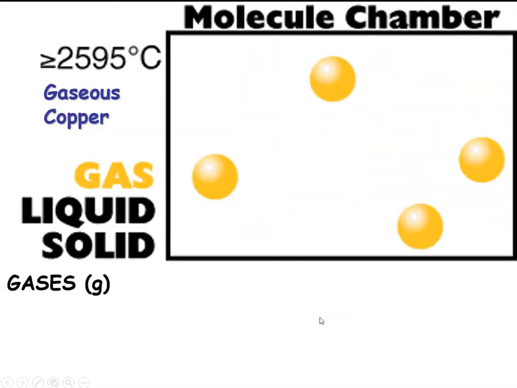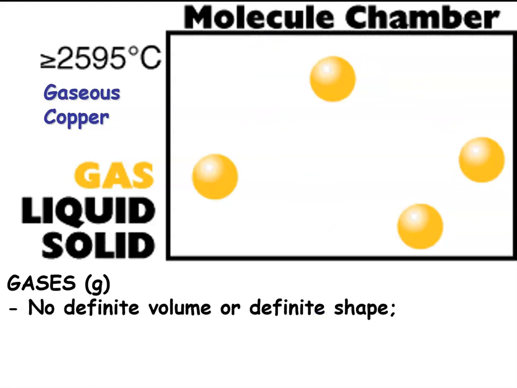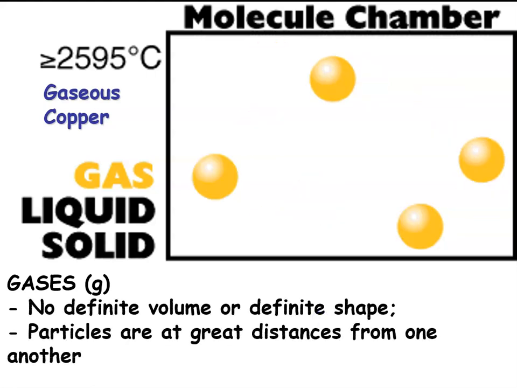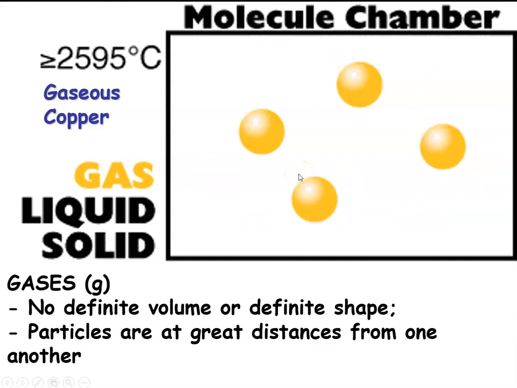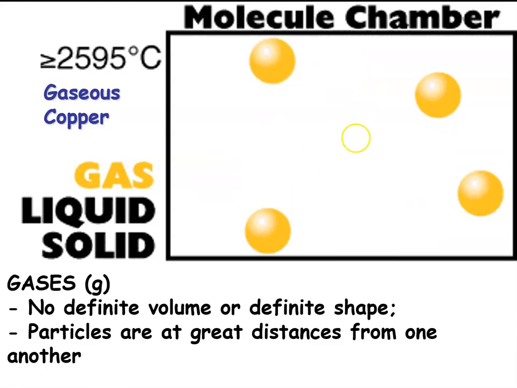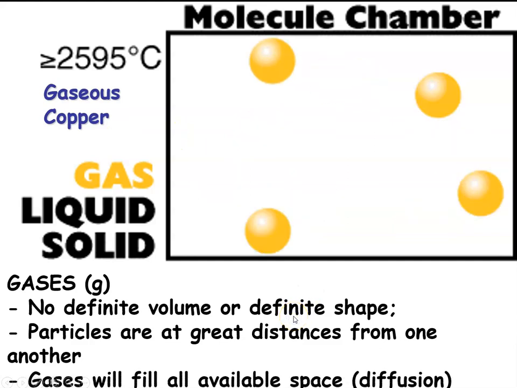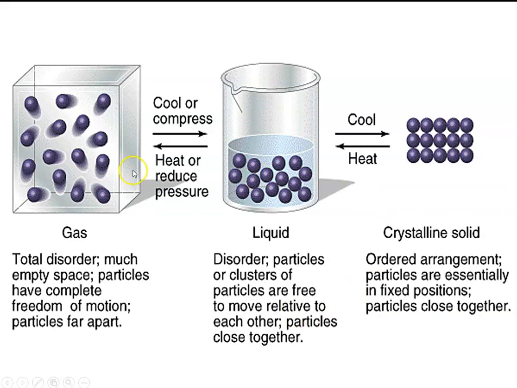The third physical state is gases, represented by G. Gases do not have a definite volume or shape, and the particles are at great distance from one another. Actually, this diagram doesn't really do it justice. They would be much farther apart and moving much faster. As an example, oxygen gas at room temperature is moving at about 1,000 miles an hour. So they're moving much faster than this diagram would show, and they're actually much farther apart. Gases also fill the available space through a process called diffusion, so they'll spread out in the container they're located in. This is just to show you those three physical states in relation to one another.